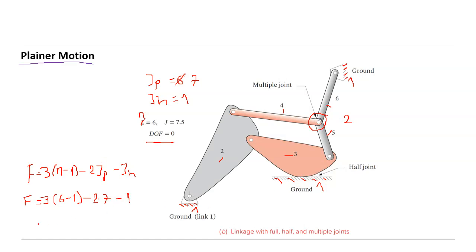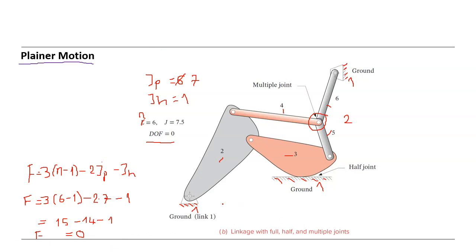So then is equal, here we have 15, 6 minus 1 is 5, 15 minus 14 minus 1. So at the end, we have 0 here. This is the correct calculation, actually. Correct consideration and correct calculation. So degree of freedom, f is equal to 0.